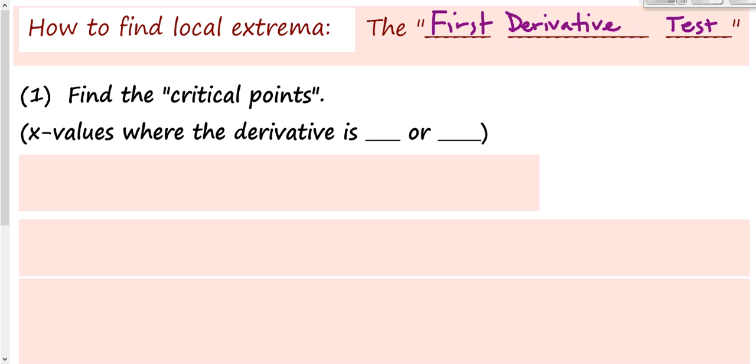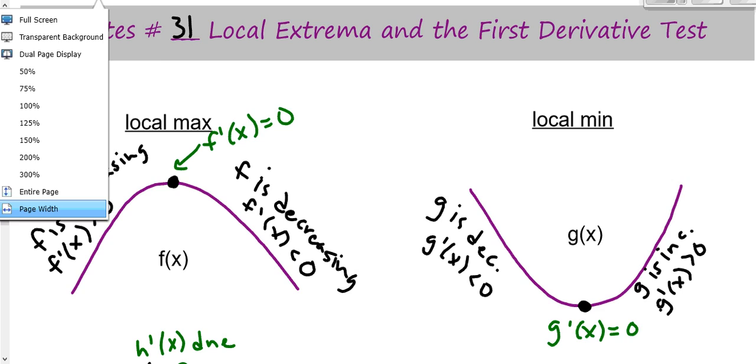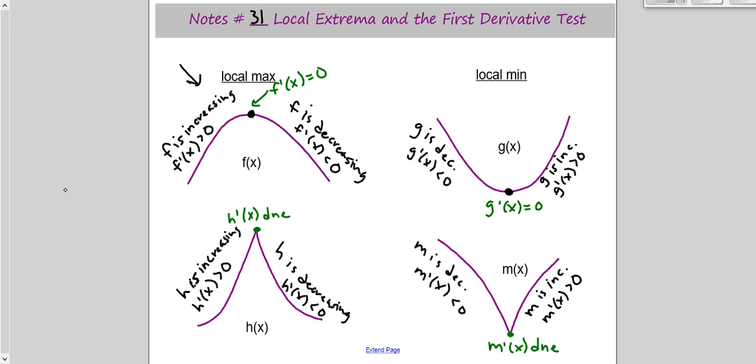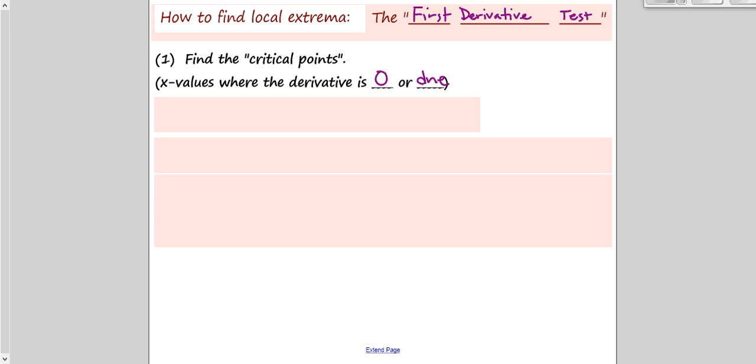Step 1, find the critical points. And remember, critical points are x values where the derivative is 0 or does not exist. If you look back at the first thing we did here today, we had our local maxima, which occurred at points where the derivative is 0 or does not exist. And our local minima occurred at points where the derivative equals 0 or does not exist. So that's why we have to find critical points.